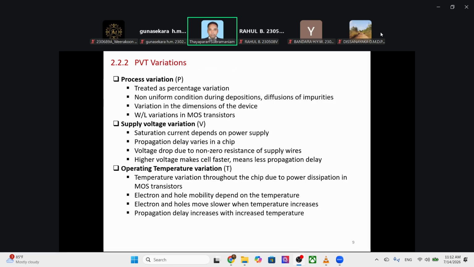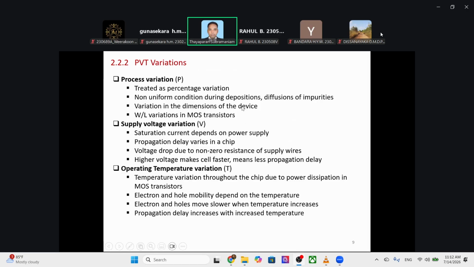Suppose you want to make an opening of 1 by 1 micron size. Will it be exactly 1 by 1 micron? There can be plus or minus, some variations in the dimension. W and L variations in the MOS transistors. Same here, length, right? With variations in the width, variations in the length, there can be some plus or minus.